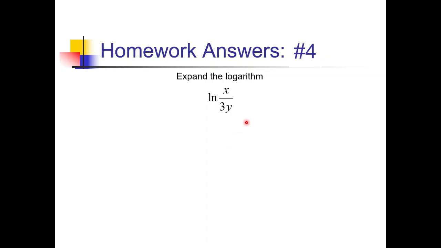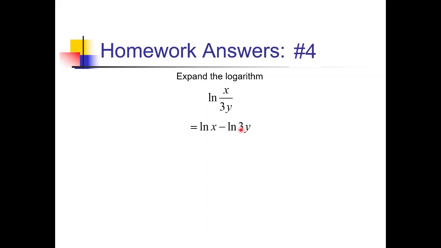To expand this logarithm, we have to first apply our subtraction rule, since we have division going on inside the log. So we can call this ln of x minus ln of 3y. But it's easy at this point of the problem to just move on and say, hey, I'm done. However, 3 times y is actually a product, so we are supposed to split that up. We're not allowed to have more than one constant or variable inside the logarithm.